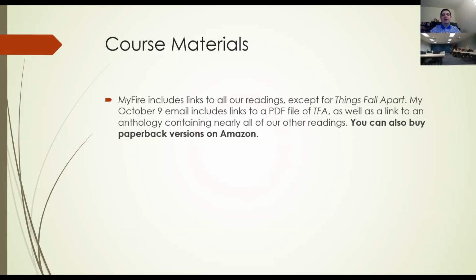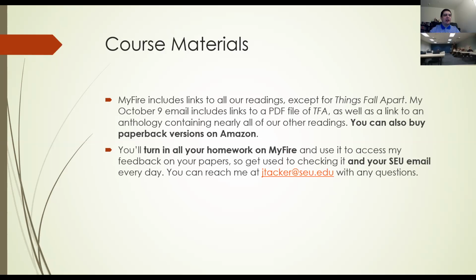But it's a bit of a pain to pull up links for every single one because they're not always in a consistent format, and some of them are a bit harder to read. So I also sent you a link to an anthology that has all of the other readings. If you want to buy that, it's on Amazon, but it's a little expensive, so I figured we could save some time and money there. The anthology is the Norton Reader. It is the 13th edition.